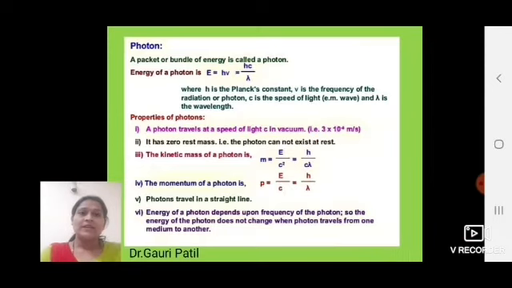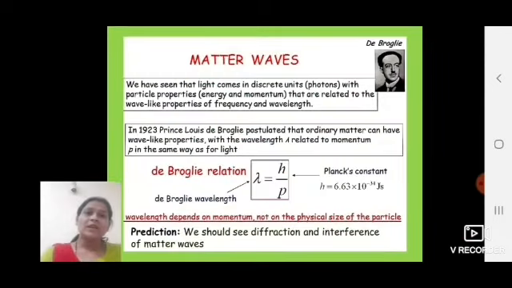So students, in de Broglie's matter waves, the wavelength depends on momentum and not on the physical size of the particle. We have seen that light comes in discrete units of photons, with particle properties such as energy and momentum that are related to the wave-like properties of frequency and wavelength. So these are the photons.